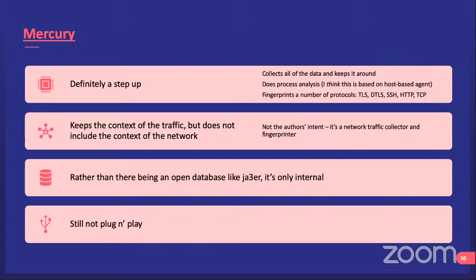And rather than there being an open database like JA3, it's only internal. Of course, you can capture your own fingerprints and keep your own database if you implement this. But rather than reaching out to a community-led database, it's just based off either the traffic that Mercury has on its GitHub or the traffic that you've collected and, I guess, cross-reference somehow. But it's important to note that even with all of this, it's still not plug and play. As I said, it's not doing any additional analytics. It's not paying attention to the context of the network or the device itself.